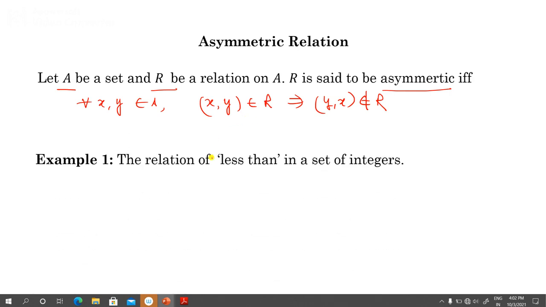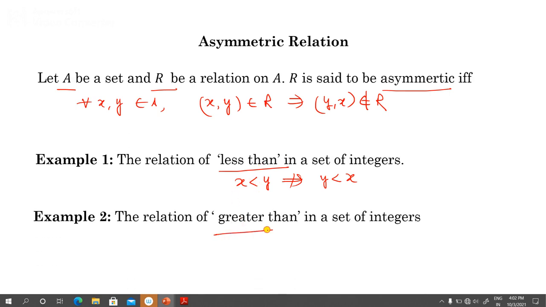Look at this example. Again the relation less than, because if x is less than y, then you cannot say y is less than x. So this relation is asymmetric also. Similarly, the relation greater than is also asymmetric.